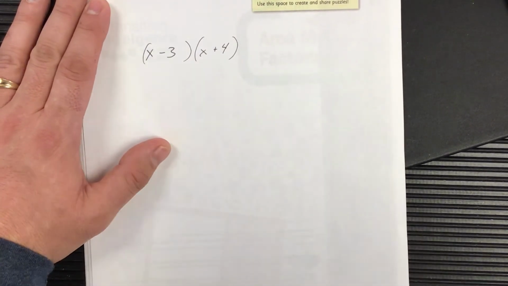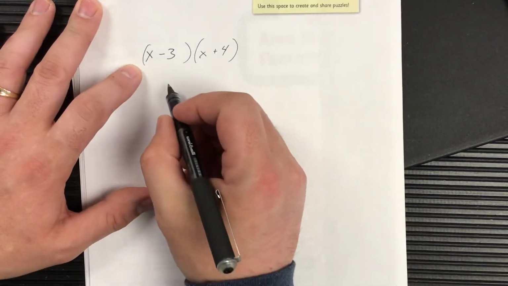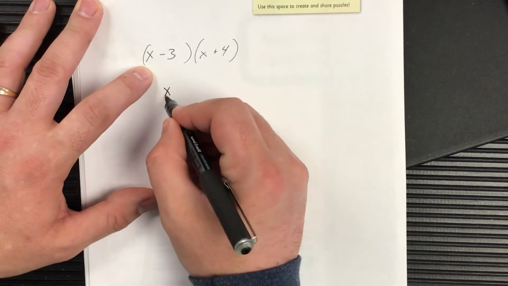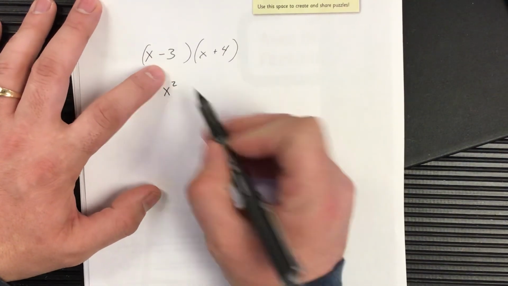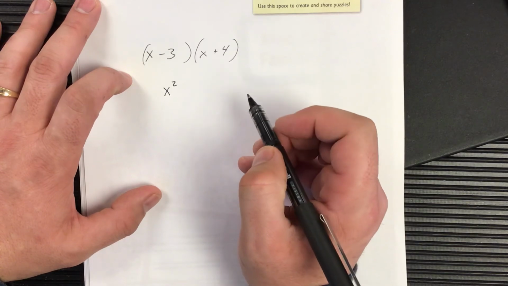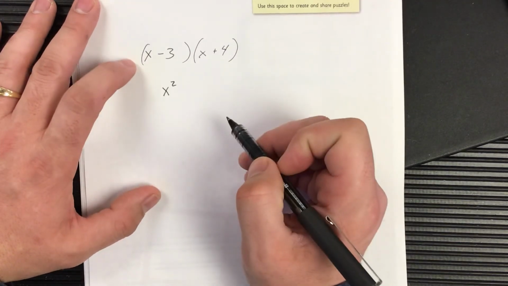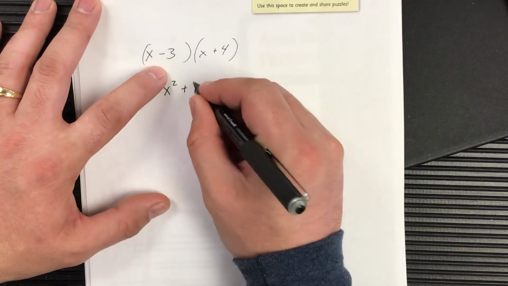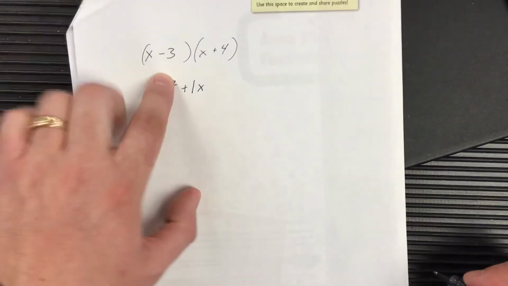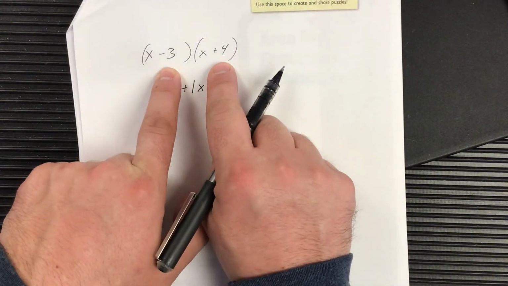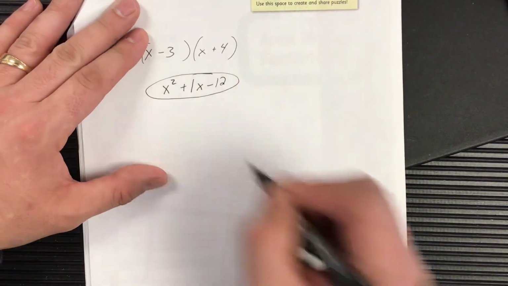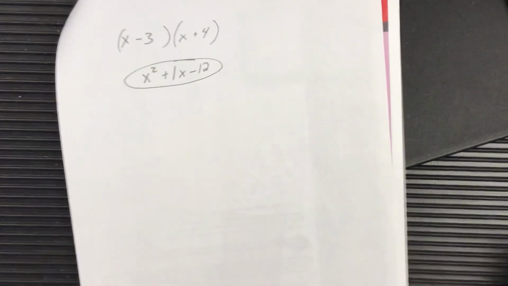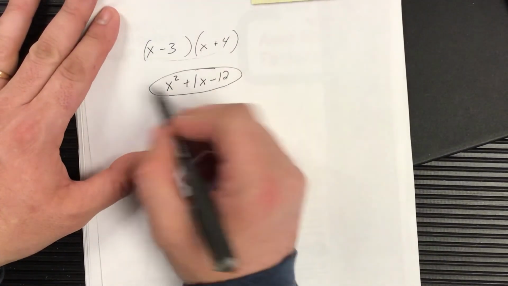And here's what I'm going to give my partner. You're going to do 2 of these like this. We're switching them. So I'm going to get x squared. That's going to be +4 minus 3. What's 4 minus 3? Positive 1. So I'm going to put +1x. And what is -3 times +4? -12. So here's what I'm going to give my partner. You figure out what this is. This is my answer key.